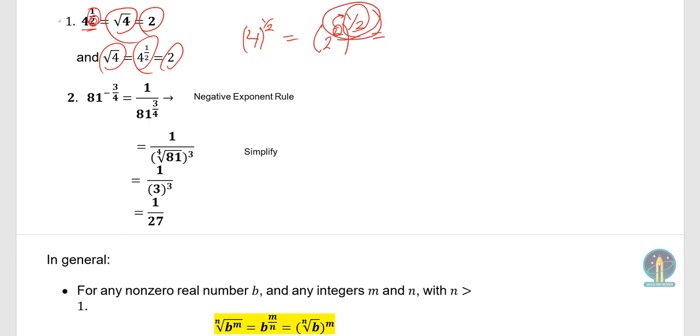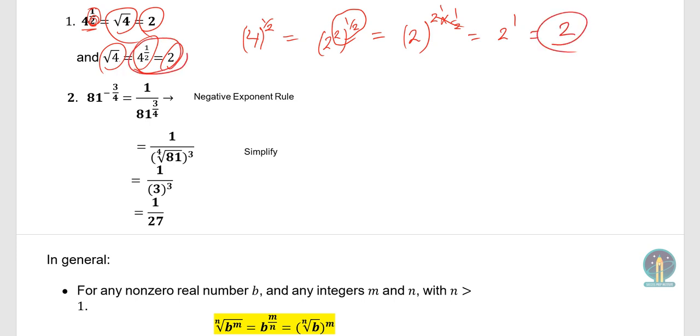We can multiply the 2 and the 1/2 together. So we'll get 2 to the power of 2 times 1/2, which is 1. So 2 to the power 1 is just 2. So this actually checks. Let's look at another example.